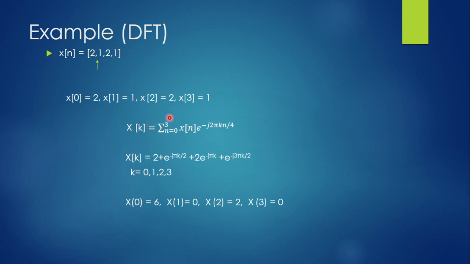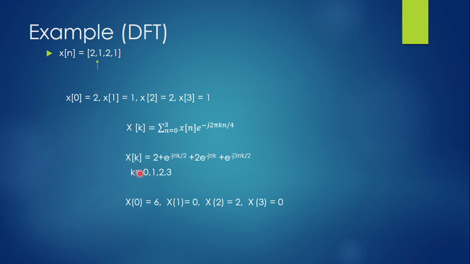Third is, you put the 3 over here. x3 is equal to 1. Here it is 1. e raised to power minus j 3 pi k upon 2. Now you have to compute these values.